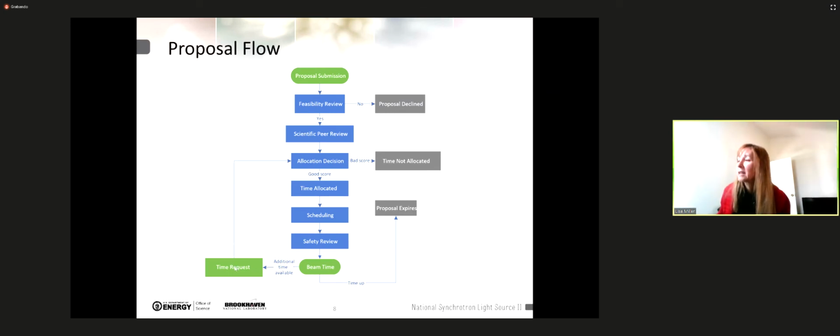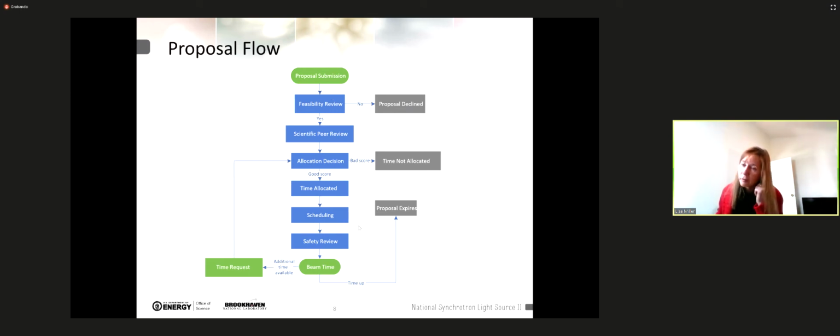If you want to ask for more time, you have to put in a new request. It doesn't get reviewed again. It just gets into the allocation cycle. If you have run out of time, either all the time that they gave you is used up, or your 1 year is up, then your proposal will expire and you have to submit a new one. So that's actually how the proposal process works.